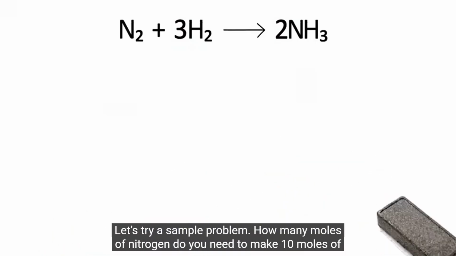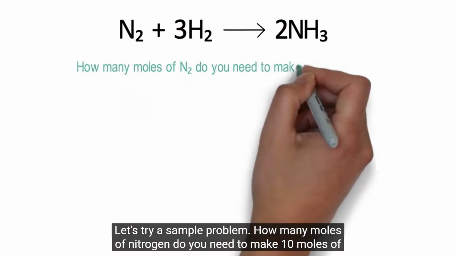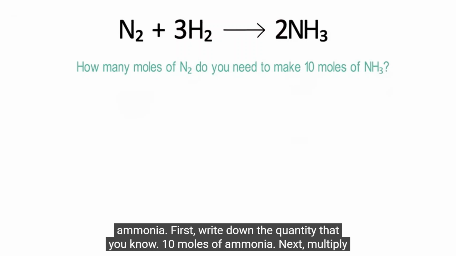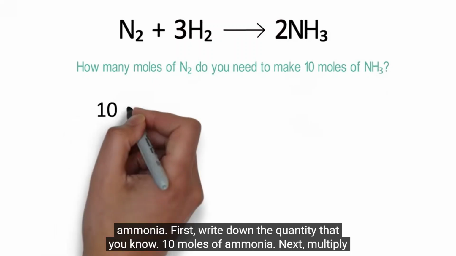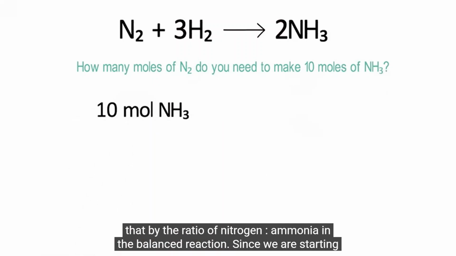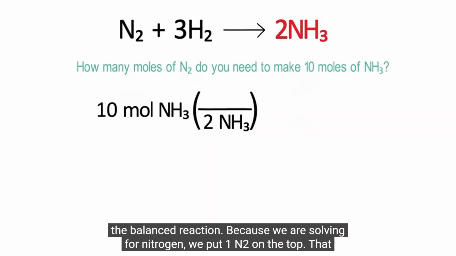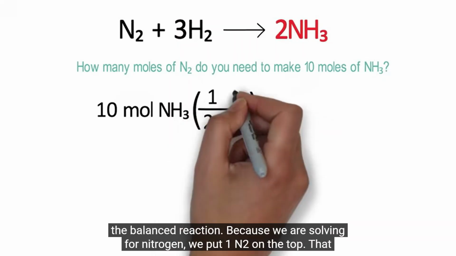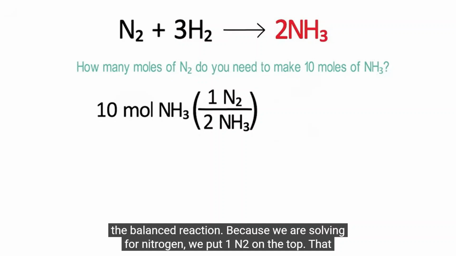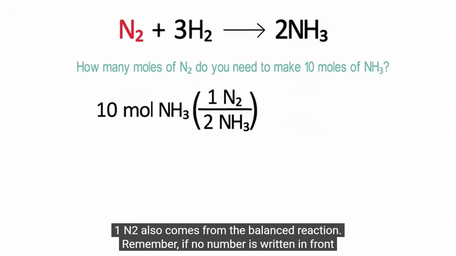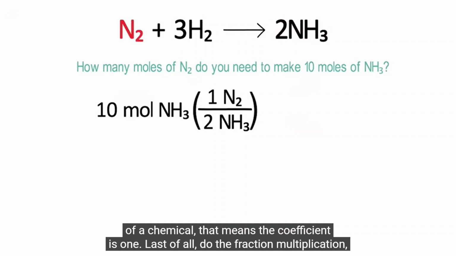Let's try a sample problem. How many moles of nitrogen do you need to make 10 moles of ammonia? First, write down the quantity that you know, 10 moles of ammonia. Next, multiply that by the ratio of nitrogen to ammonia in the balanced reaction. Since we are starting the problem with ammonia, we put the 2 NH3 on the bottom. This 2 NH3 comes directly from the balanced reaction. Because we are solving for nitrogen, we put 1 N2 on the top. That 1 N2 also comes from the balanced reaction. Remember, if no number is written in front of a chemical, that means the coefficient is 1.